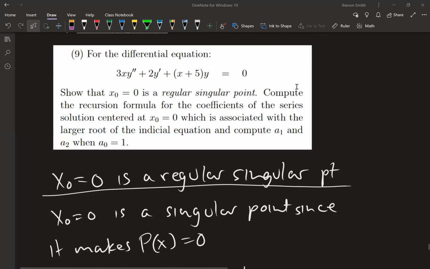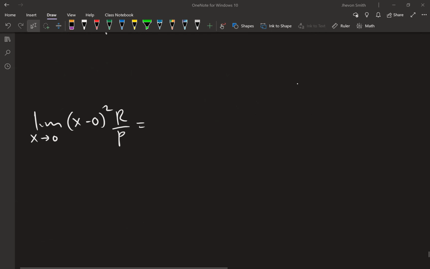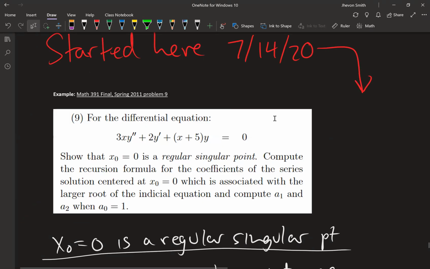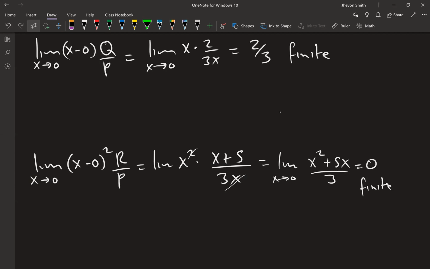So that's 2/3, which is finite, which is good. Now, if I look at r over p, that's x plus 5 over 3x. So this would be the limit of x squared times x plus 5 over 3x. Yes, this will cancel into that. So this just becomes the limit of x squared plus 5x over 3 as x approaches 0. So that is 0, which is again finite. So this means x naught equals 0 is a regular singular point.